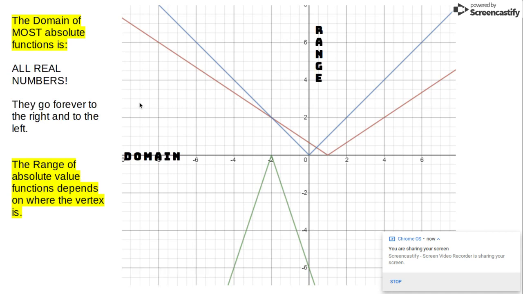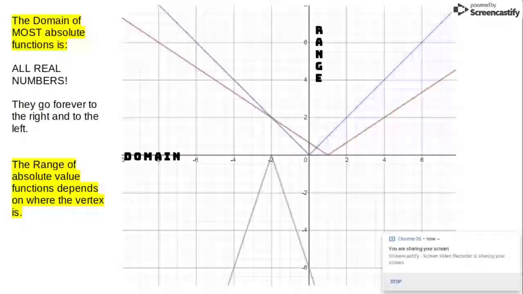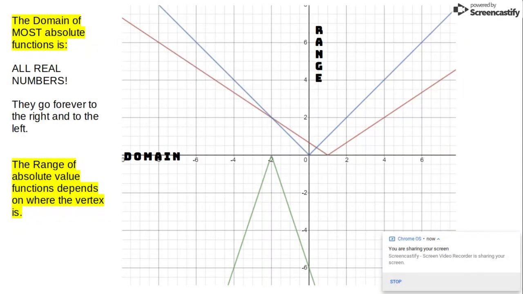When we look at the range it is now tricky. They don't go forever up and down.